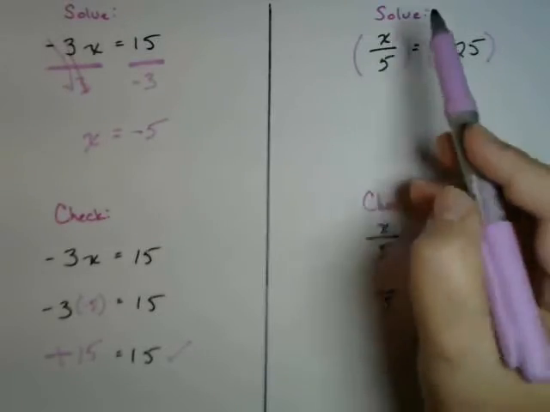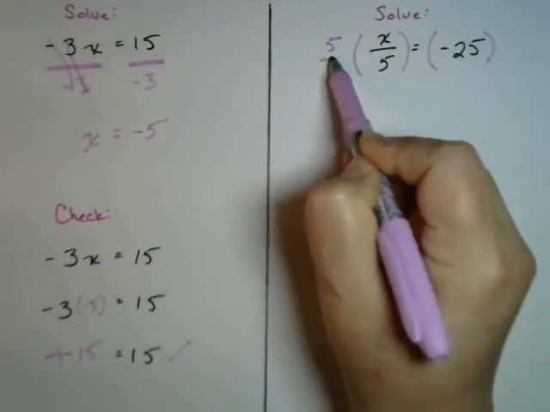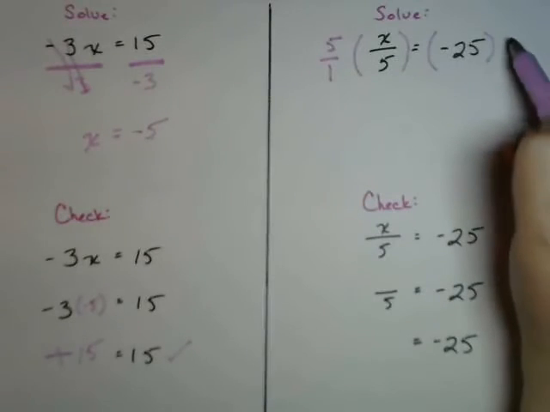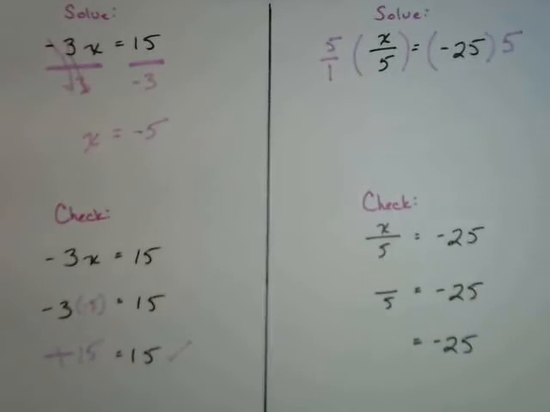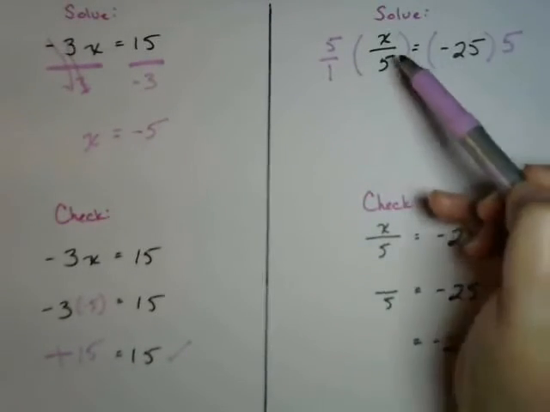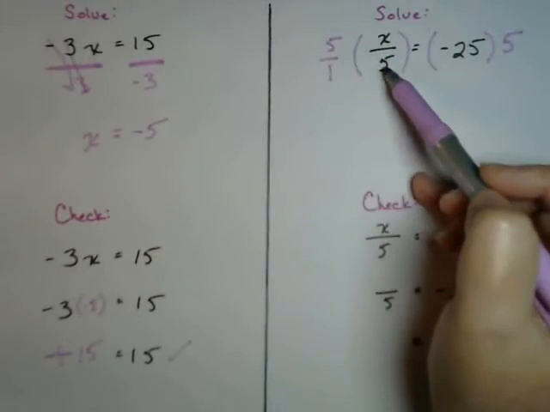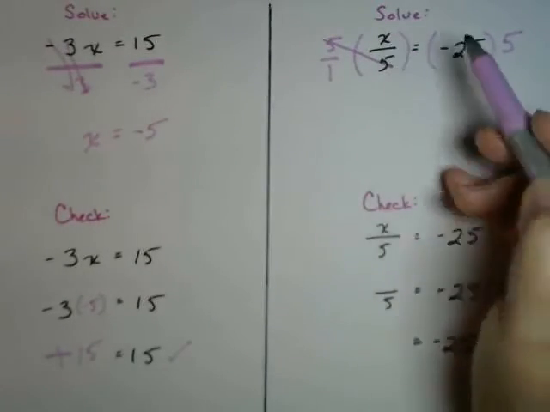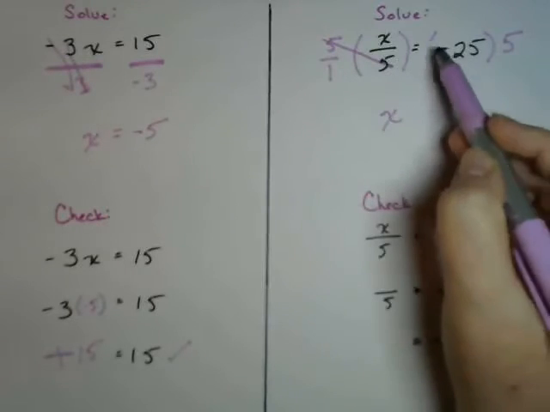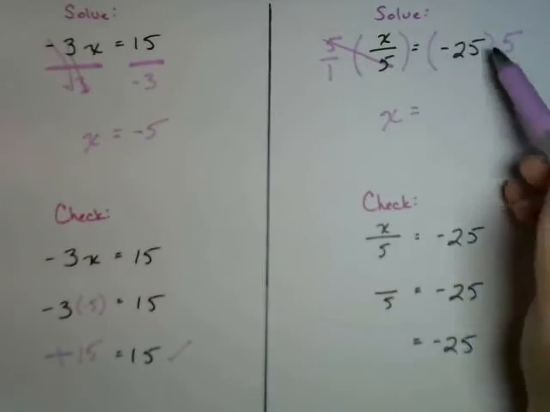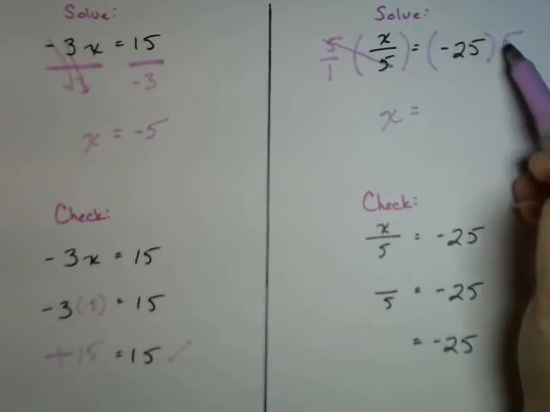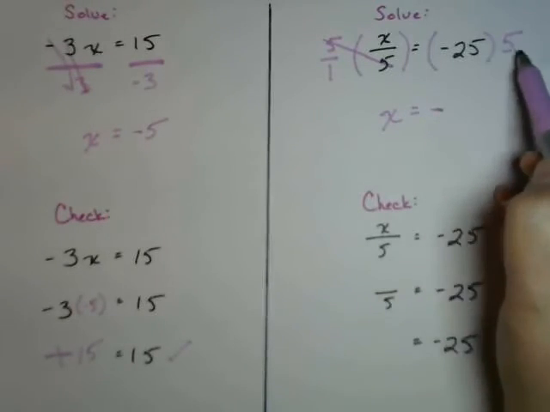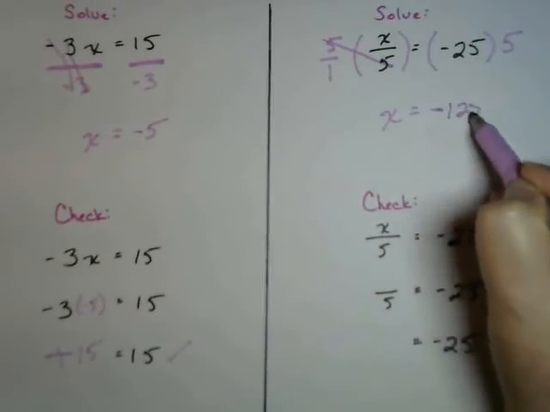So on the fraction side, we're going to write it as a fraction. And as the integer side, we're going to write it as an integer. So now we can go ahead and multiply. We have a 5 on the top and 5 on the bottom. So those are going to cancel out, and we're going to be left with 1x. We bring down the equal sign. And negative 25 times 5, we've got 1 negative in the problem, so we keep the negative. 25 times 5 is 125.